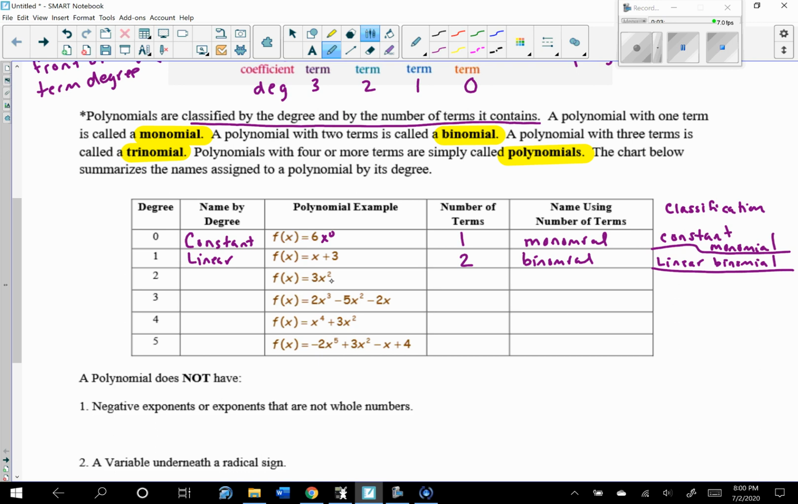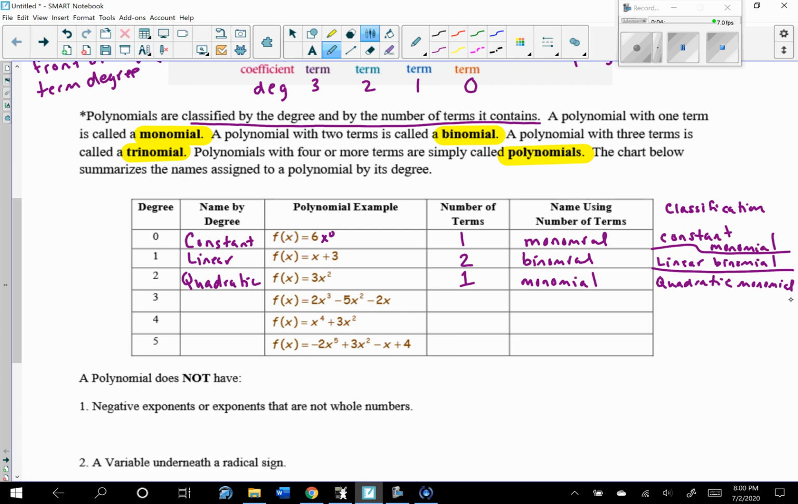The next one, we have 3x squared. So the degree of this is the power 2, so this is quadratic. You all did a lot of quadratic equations last year in Math 2. And so the number of terms, there's one term. And again, terms are separated by addition and subtraction signs if you forgot. And so this is a monomial. And so this is called a quadratic monomial for the classification.